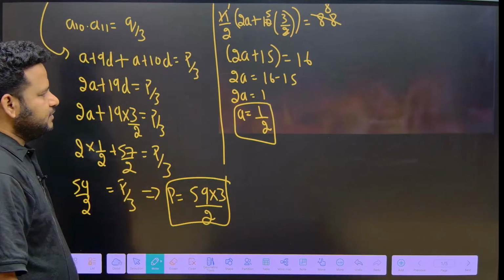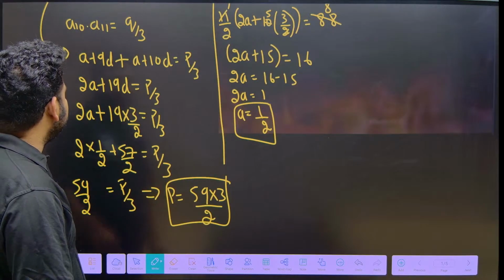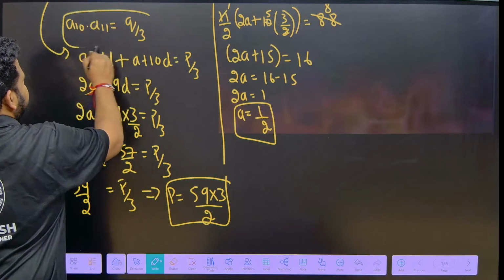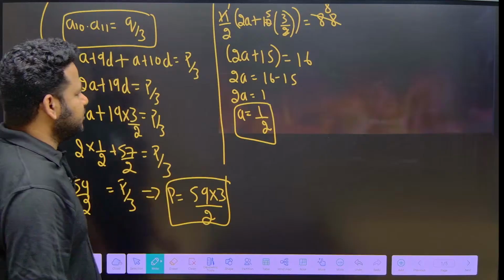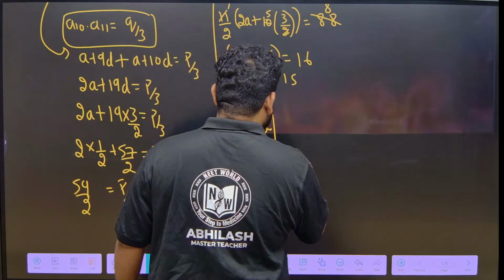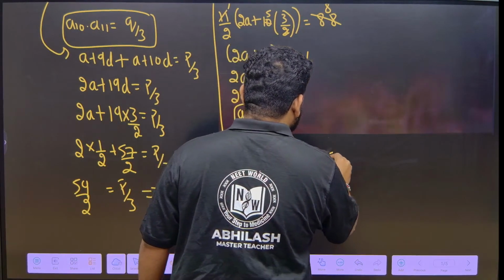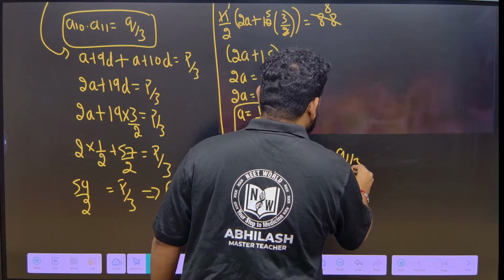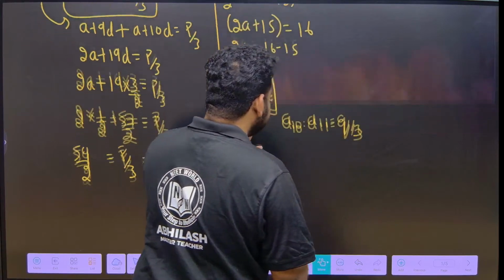Now we got p. Now we have to find out q. To find out q, what can I use? I can use this: A10 into A11 is equal to q by 3. So let me write it here. A10 into A11, we got it as q by 3. So what can I do here? A10 is nothing but what, friends?